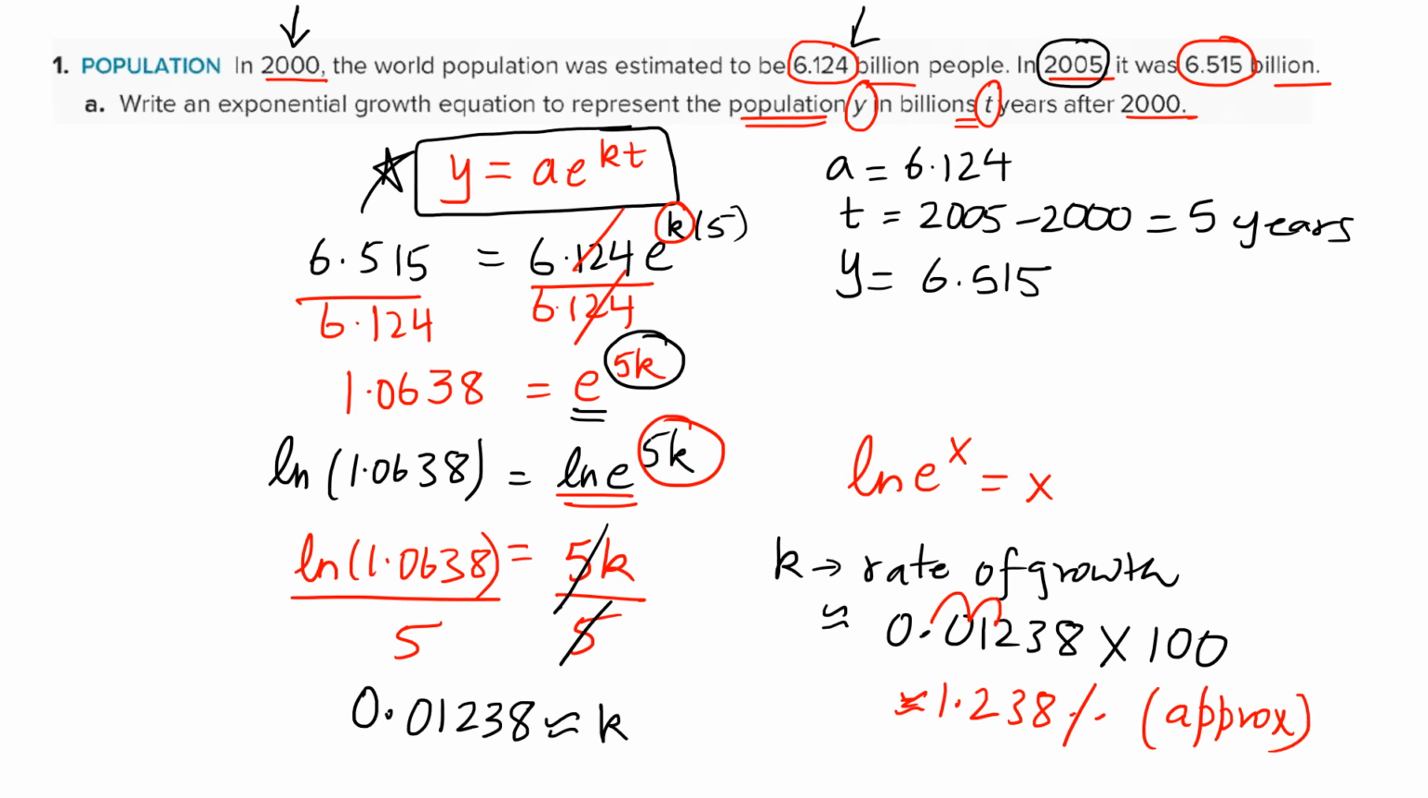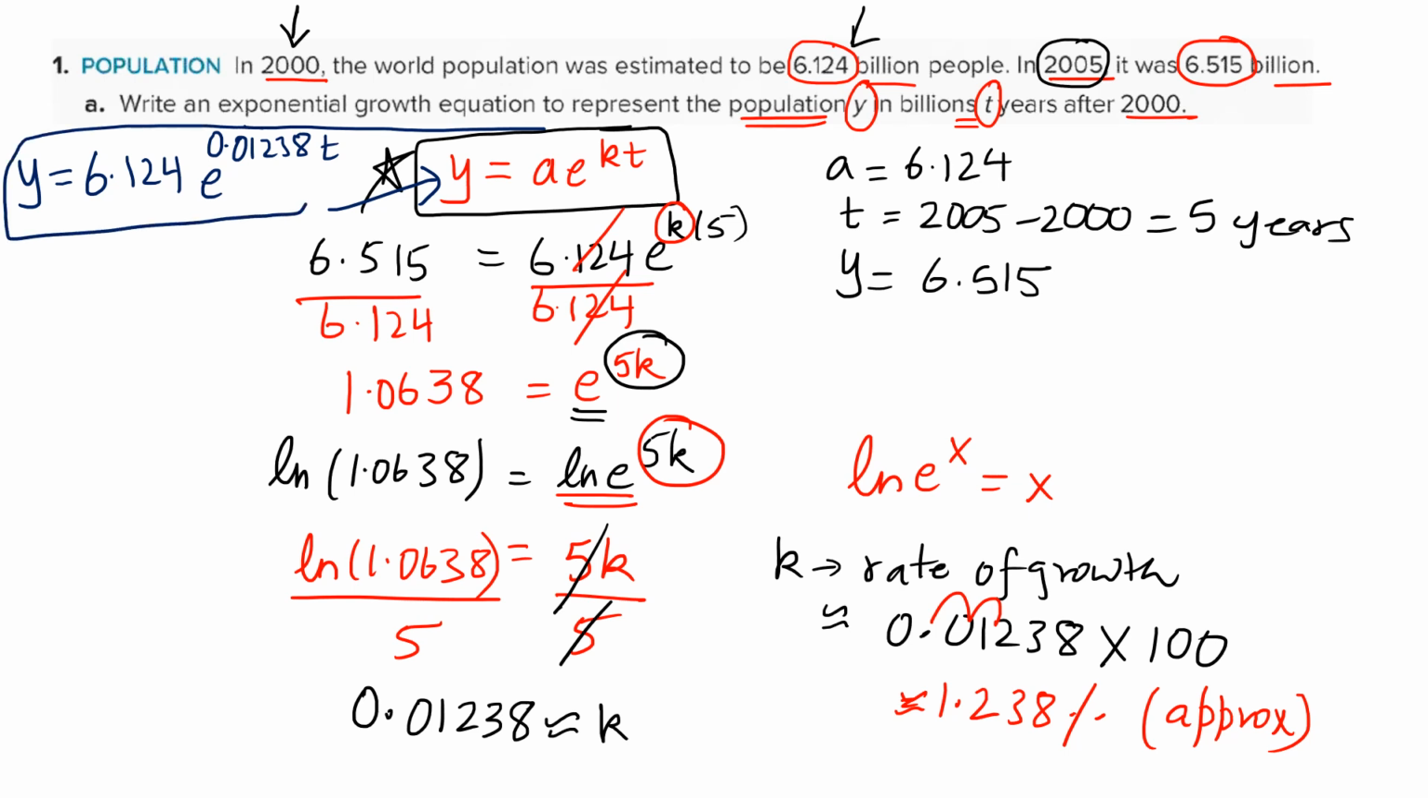Now let's go back to this part and plug in this value in this first equation, because it is asking me to write an exponential growth equation, and this is my exponential growth equation which I started the question off with. So now I'm going to come back and put the values back again here. Initial was 6.124 e to the power, we have the value of k now, so 0.01238, that's my decimal, and t. So this is the final answer for part A. Now there's another part to this, part B, so I'm going to do that on the next slide.